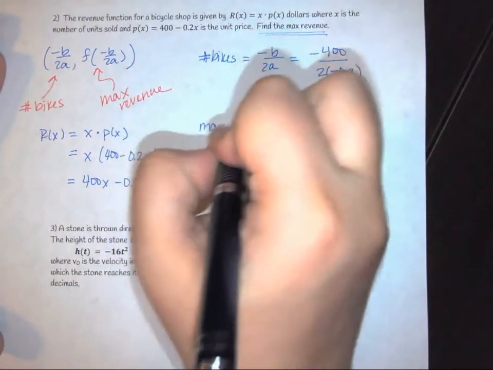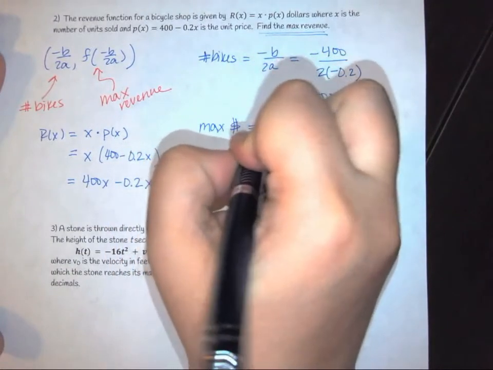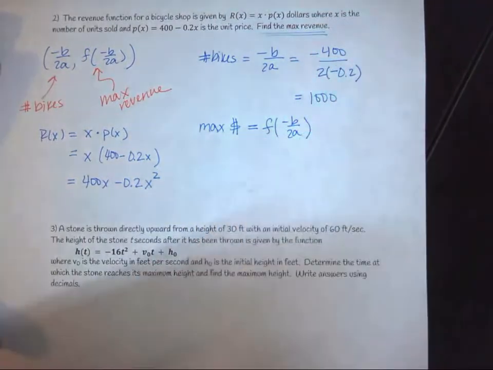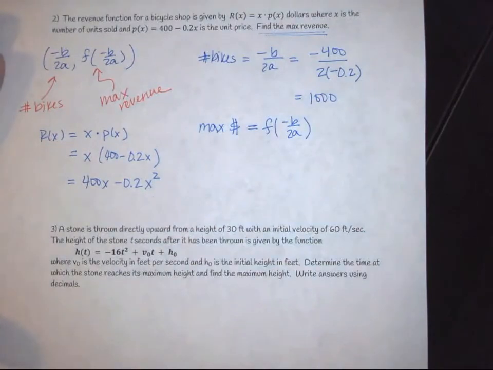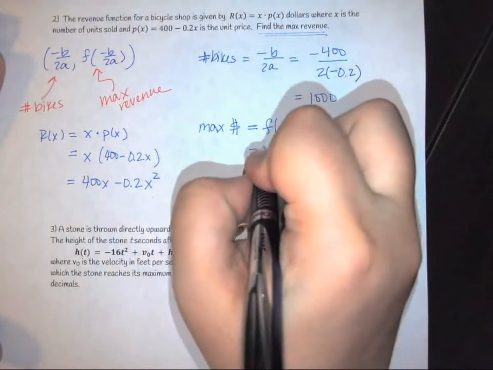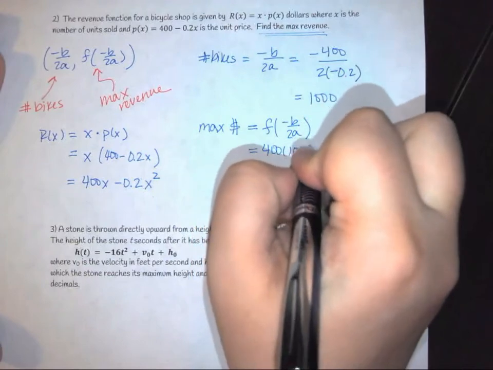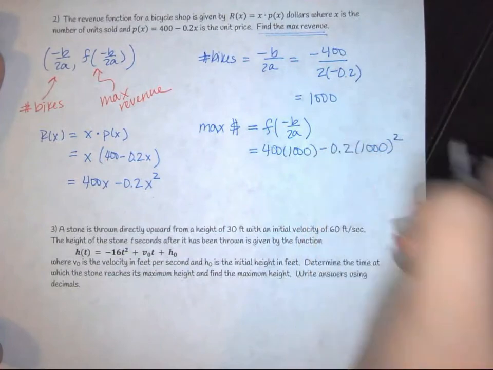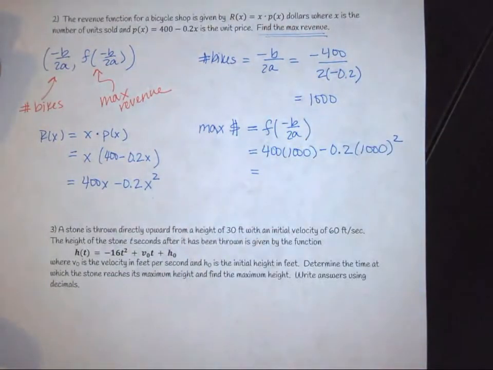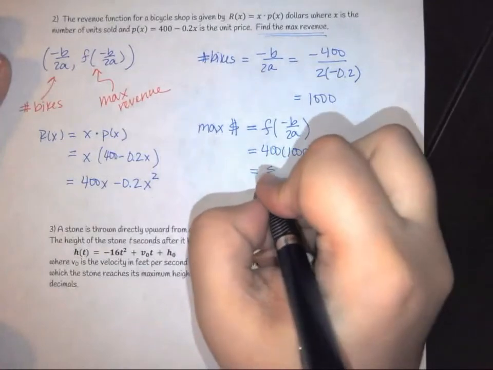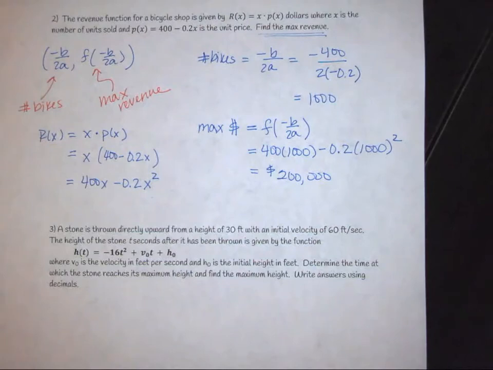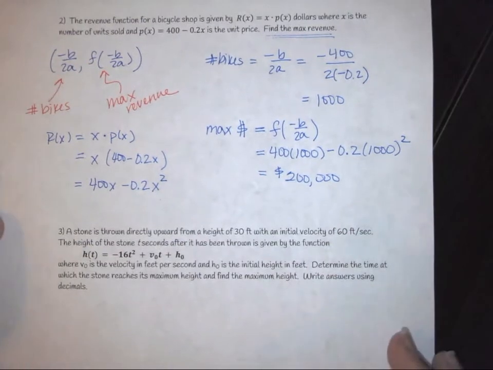So then, to find my max revenue, it says I need to do the function evaluated at negative b over 2a. So my function evaluated at 1,000. So this is going to be 400 times 1,000 minus 0.2 times 1,000 squared. And yes, you should get some rather large numbers at times, and this is going to come out to be 200,000. Now, since max revenue is what we wanted, that's why we had to do the second step.